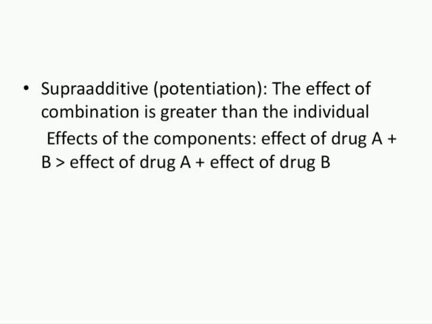The second type is your supra additive. In this, the effect of the combination is greater than the individual effect of the drugs. For example, the effect of drug A plus B will be greater than the effect of drug A plus the effect of drug B. When these drugs are given alone, the effect will be less as compared to when they are given together. For example, when levodopa and carbidopa are given together, they have a supra additive effect.